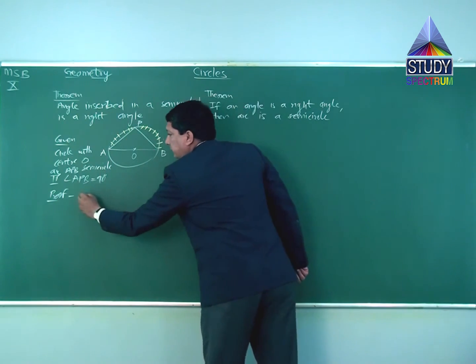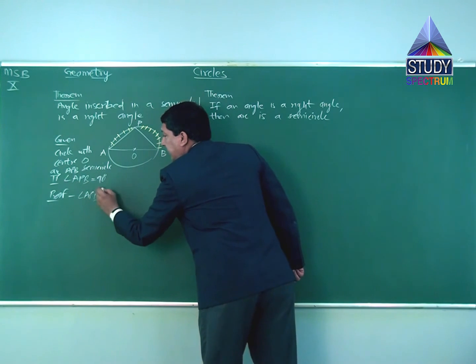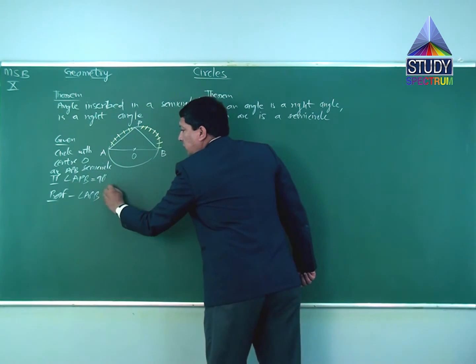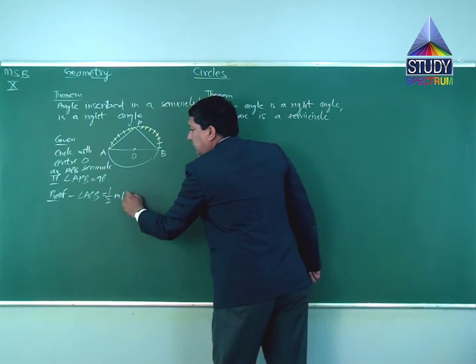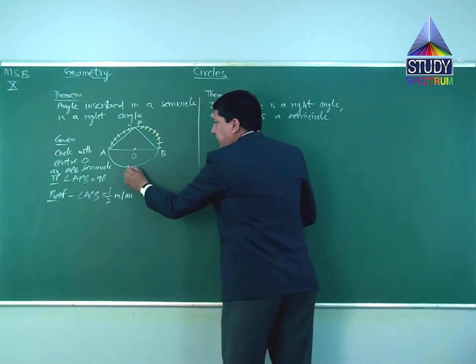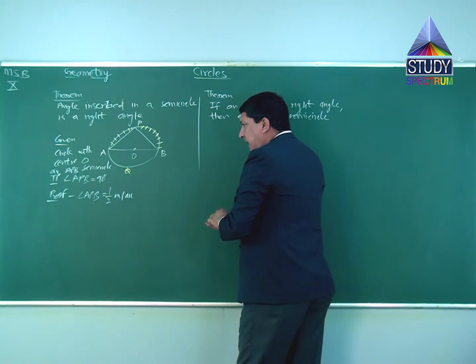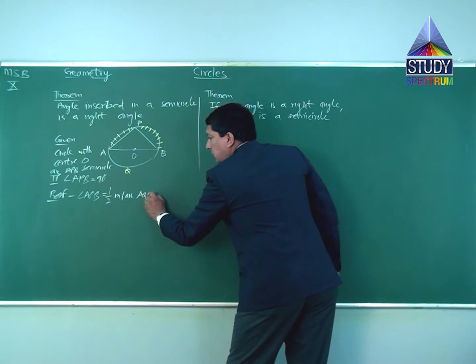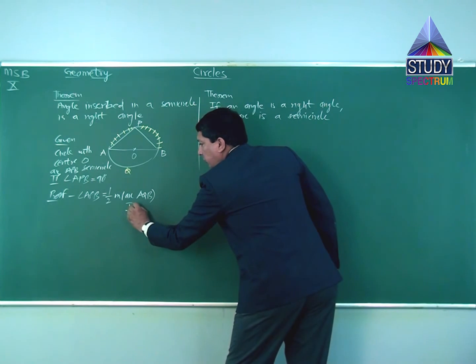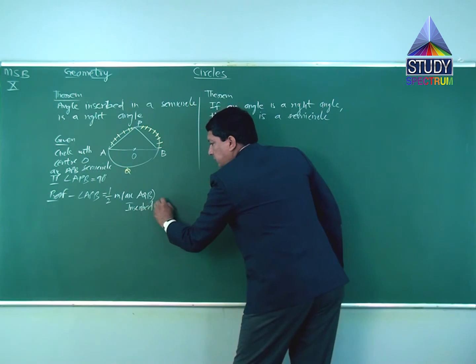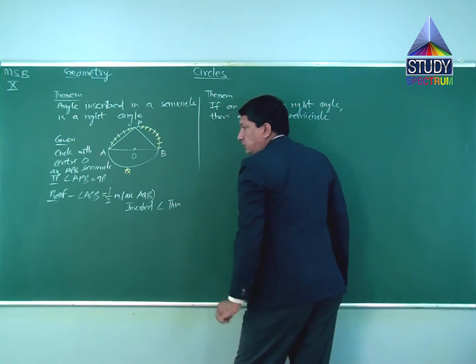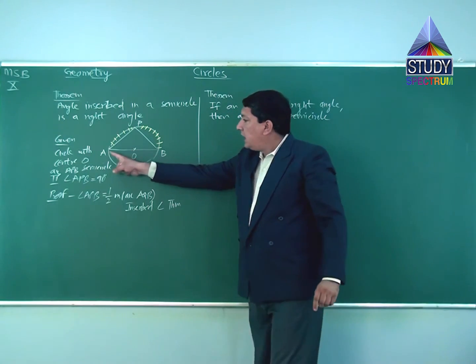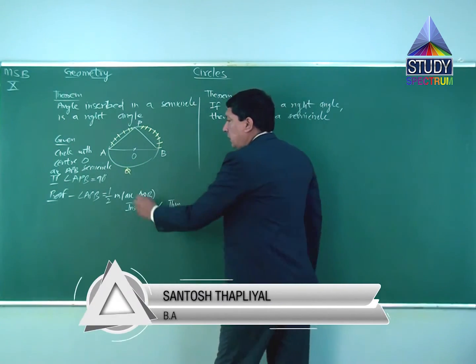Angle APB is an inscribed angle, which is equal to half the measure of the arc. Now if I name one more point over here, Q, then angle APB is equal to half the measure of arc AQB. The reason is the inscribed angle theorem.